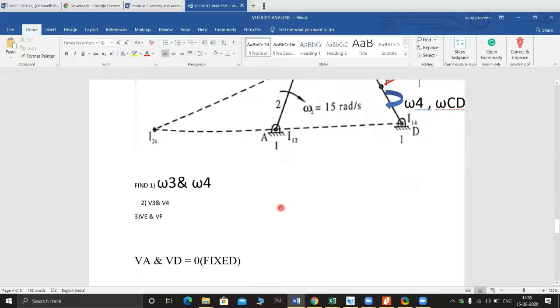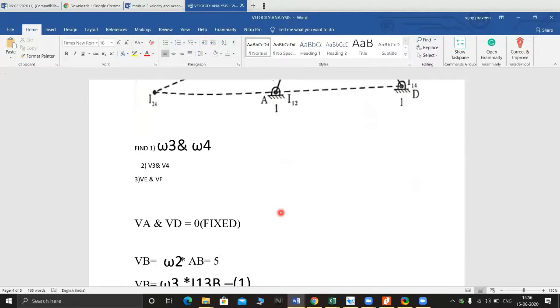15 radian per second. That is 15. Anyone, if you have a calculator, please open the calculator and do it. Omega 2 is 5 into AB. AB they have given as 200 mm. Therefore, 5 into 200 mm is equal to how much will it come?